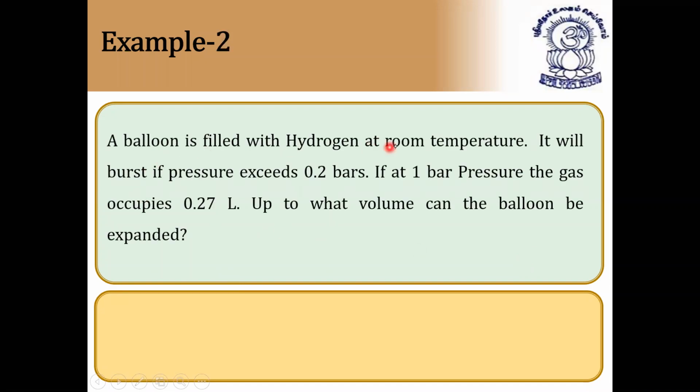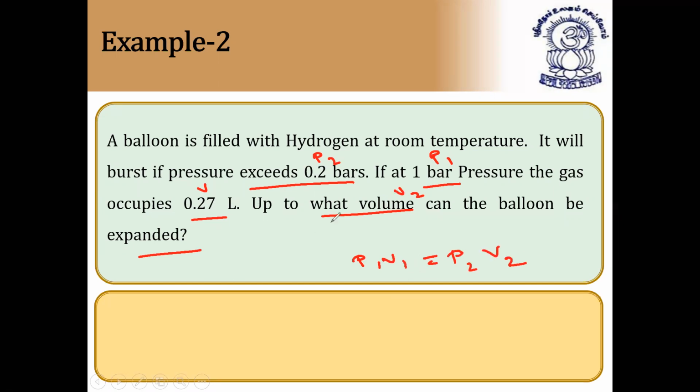A balloon is filled with hydrogen at room temperature. It will burst if pressure exceeds 0.2 bars. So this is given as pressure. If at 1 bar pressure, the gas occupies 0.27 liters, up to what volume can the balloon be expanded? Here also the same formula: P1, and this is P2, because 0.2 bars is where the pressure exceeds, and V1 and V2. So we have to find V2 over here. P1 V1 is equal to P2 V2.